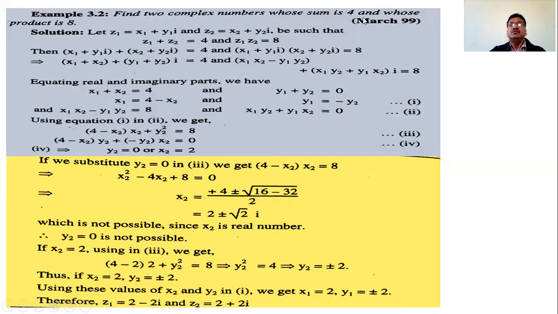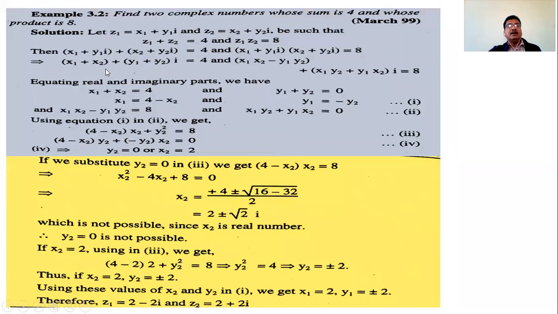Find two complex numbers whose sum is 4 and whose product is 8. Suppose z1 is equal to x1 plus iy1 and z2 is equal to x2 plus iy2 are two such numbers whose addition is 4 and multiplication is 8. Then z1 plus z2 is equal to 4, and z1 into z2 is this. So their addition is this, and the multiplication of these two numbers is x1 x2 minus y1 y2 plus i times x1 y2 plus y1 x2, which is equal to 8.